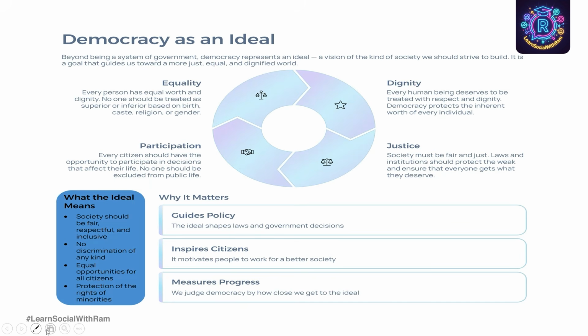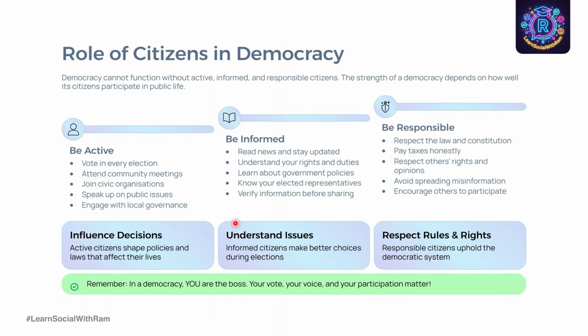Now, let us try to understand the role of citizens in democracy. What can be the role of citizens in democracy? Because as we already learned, democracy is a form of government in which the rulers are elected by the people. So here the people are nothing but the citizens. So democracy cannot function without active, informed and responsible citizens. The strength of democracy depends on how well its citizens participate in public life. So let us try to understand, can democracy survive without citizens? Obviously no. Democracy depends on active citizens.